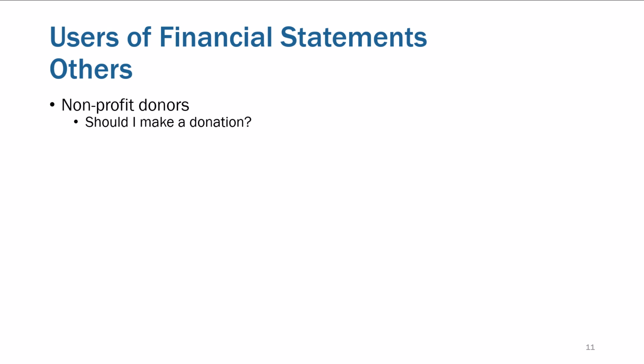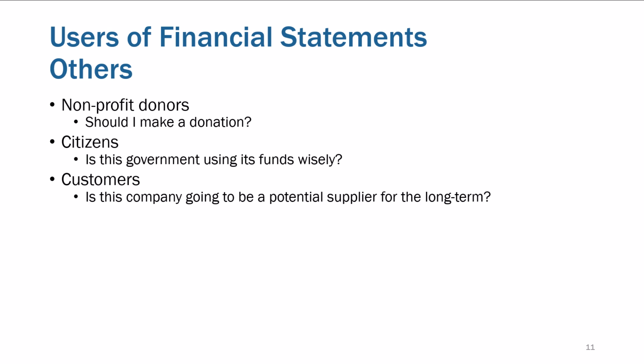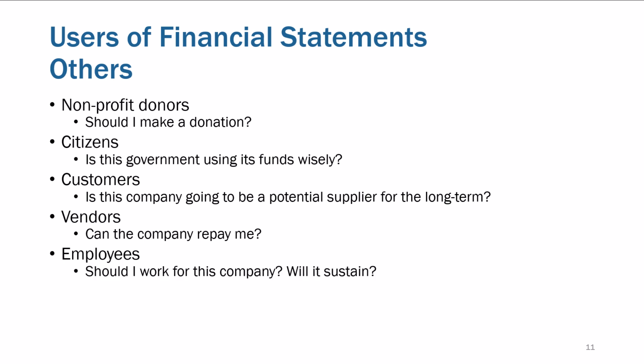And then some others. Nonprofit donors could look at financial statements of a company and say, should I make a donation? Citizens are certainly going to be looking at government financial statements and trying to figure out if a government is wisely using its tax revenues. Customers, if they want to do business with a company, can say, okay, is this company healthy? Are they going to be a good supplier for us in the long run? Vendors. You could look at a company's financial statements, and if you agree to sell to them on credit, as an example, what are the odds that they're going to repay you? Employees. Should I work for this company?